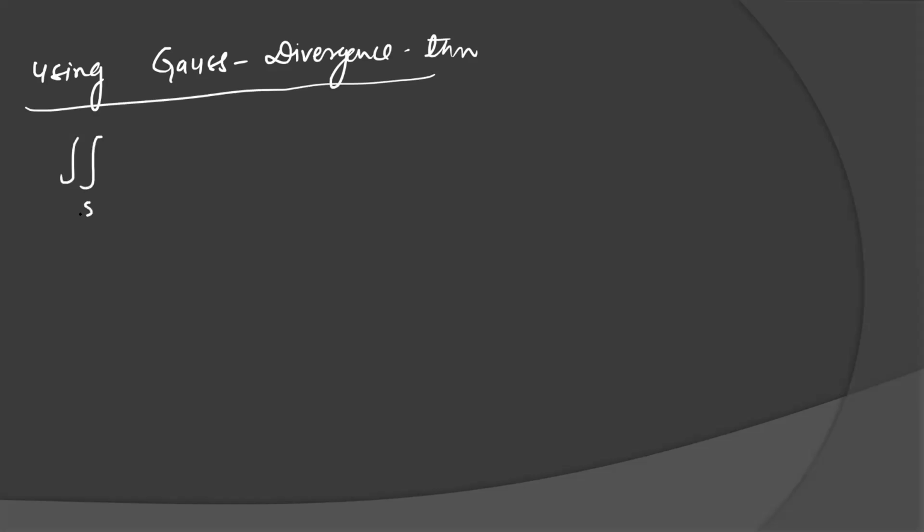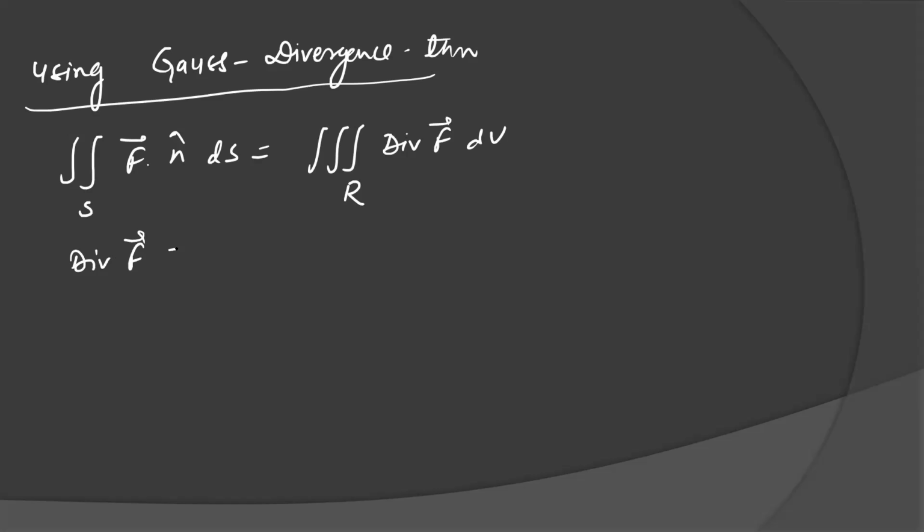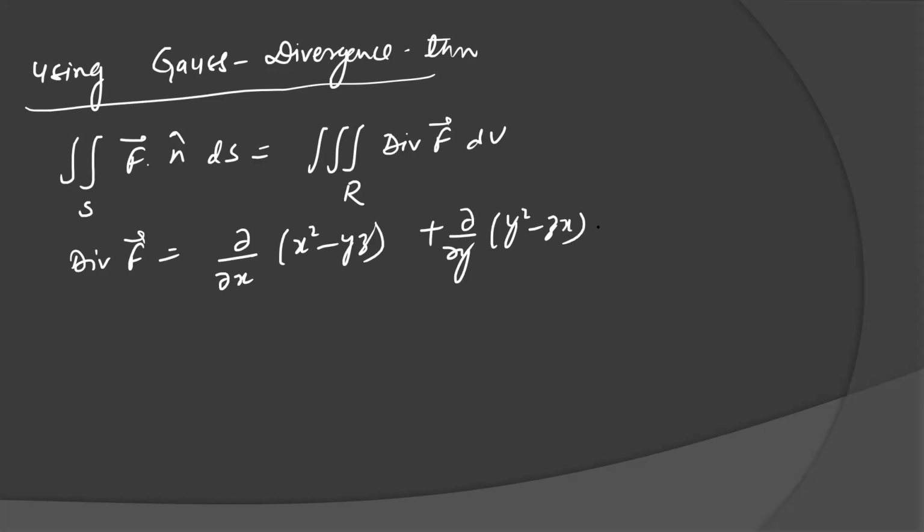Now using Gauss divergence theorem, you will see the problem is quite easy if you use the theorem. So we have to find the surface integral F dot n cap dS, which is equal to the triple integration over region R of divergence of F dV. So we will find the divergence of F, that is del by del x of (x square minus yz) plus del by del y of (y square minus zx) plus del by del z of (z square minus xy). So you will get twice (x plus y plus z).